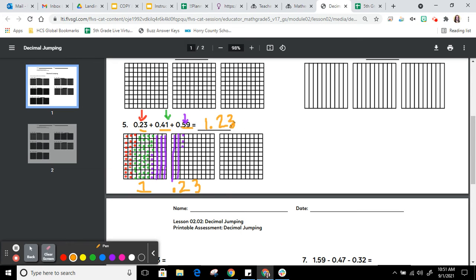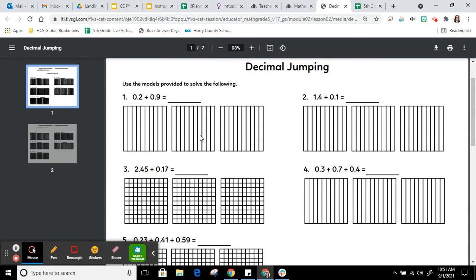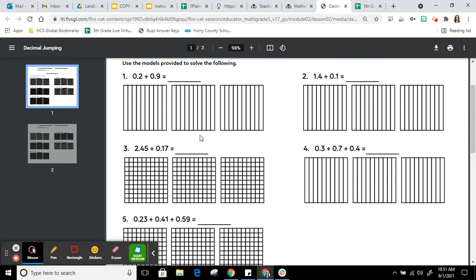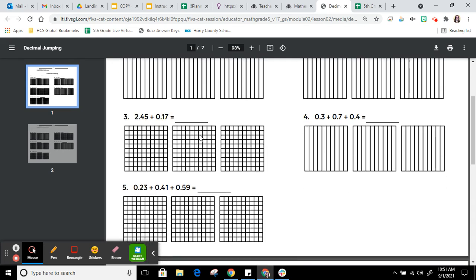That's a lot of steps for solving a 3-number addition problem. But in order to get full credit, you have to show your work here. It's important to understand the models behind adding decimals. So that is adding decimals, boys and girls. The first page is all adding decimals. I'm going to repeat that again. The first page is all adding decimals.